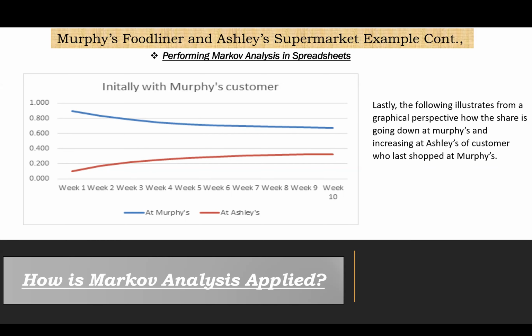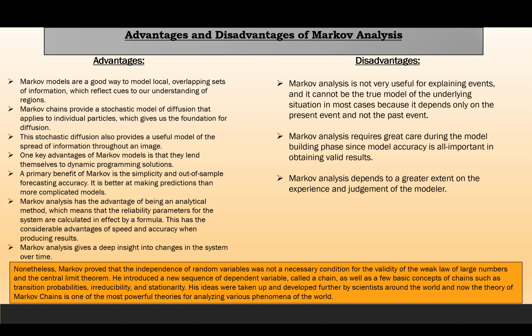So lastly, what we'd like to do is discuss the advantages and disadvantages of the Markov analysis. There's a considerable number of items listed here, so we'll go through them. The advantages of the Markov model are that it is a good way to model local, overlapping sets of information, which reflects cues to our understanding of regions. Additionally, Markov chains provide a stochastic model of diffusion that applies to individual particles, which gives us the foundation for diffusion.